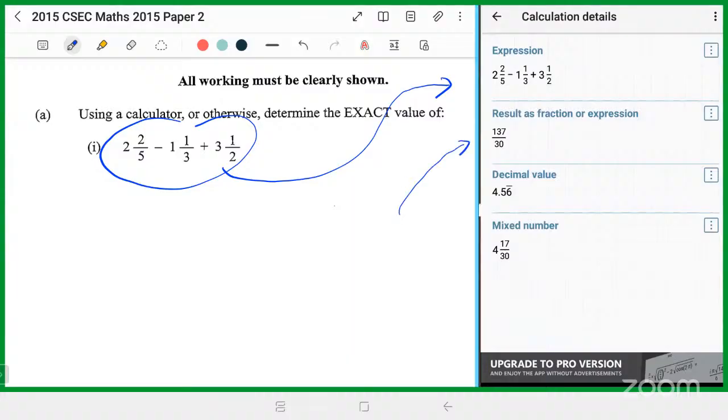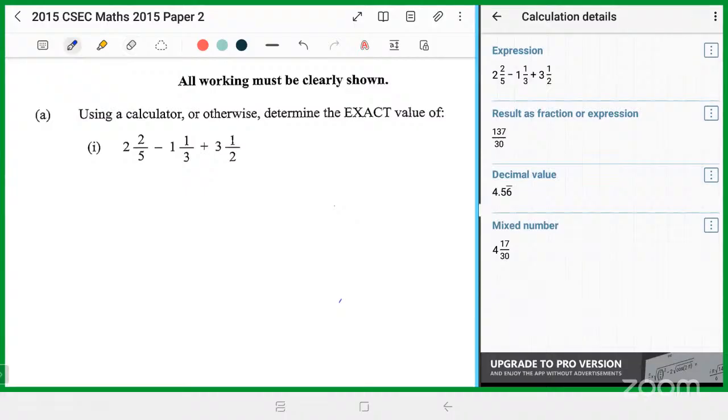All right, all we need to do is make sure we type the exact same thing there. Or we can give them this one down here, 4 and 17 over 30. Since they give us mixed numbers, we can give them back mixed numbers. Just make sure that the same thing you have is what you typed on the calculator. Just double check it. 2 and 2/5 minus 1 and a third plus 3.5. Yes, that is it. So that answer, I want to write this one equals 4 and 17 over 30. That's it, because they did say you can use your calculator.